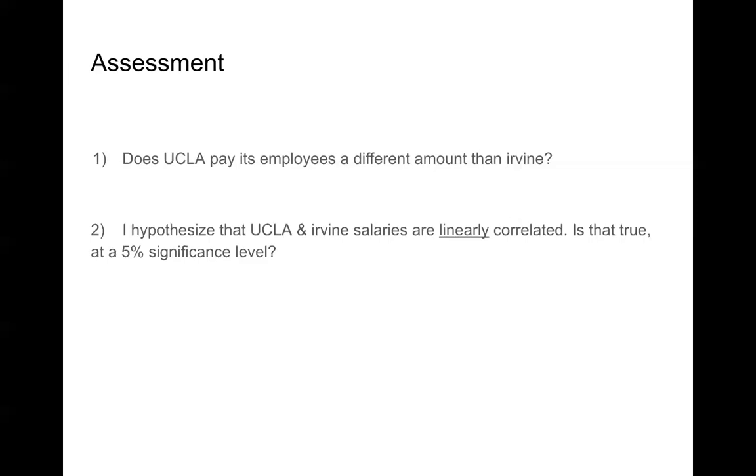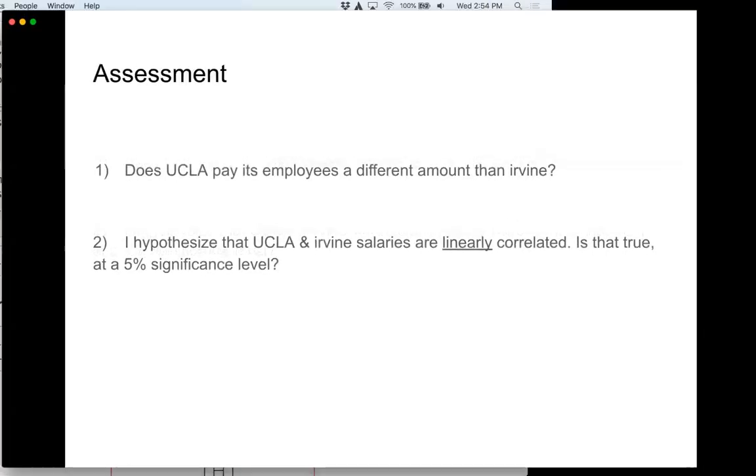Best guess. So open up your correlation coefficient RMD file that we just worked on, and simply swap out the salaries so you get a little more familiar with the coding. Instead of being from USC and UCLA, we want to do it between Irvine and UCLA.